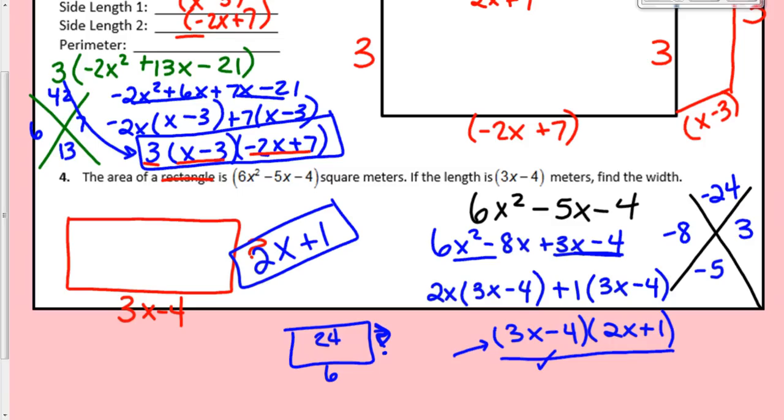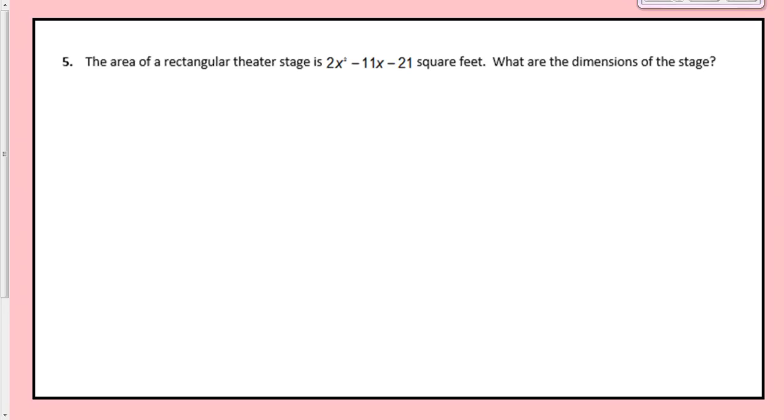Alrighty, the rest of these notes are very, very similar. So I'm going to have y'all try 5 on your own. I'll come back for the squares that you see on the back of this page, but the rest of them don't need as much explanation. So go ahead and pause the video and try this one.